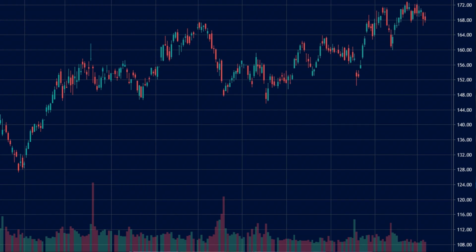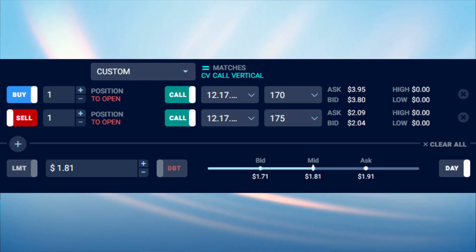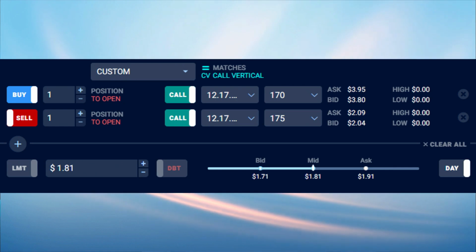In this example, we're going to use a stock trading for $168. The stock is in a long-term uptrend and has recently pulled back. If the stock continues its trend, there's a high likelihood of it moving above its previous high of $172 and maybe getting as high as $175 within the next 45 days or so. Based on that premise, let's sell the 175 strike call. With both of these techniques, we're going to buy close to at the money or just out of the money. In this case, the 170 strike.